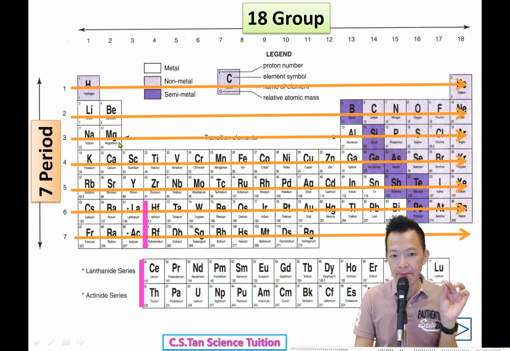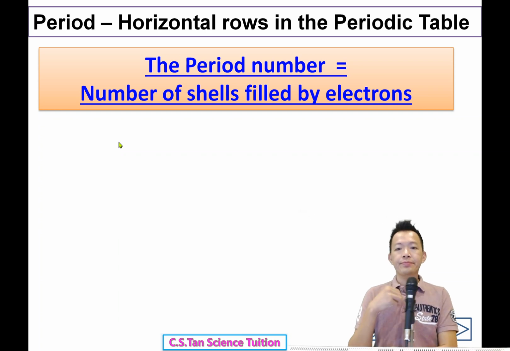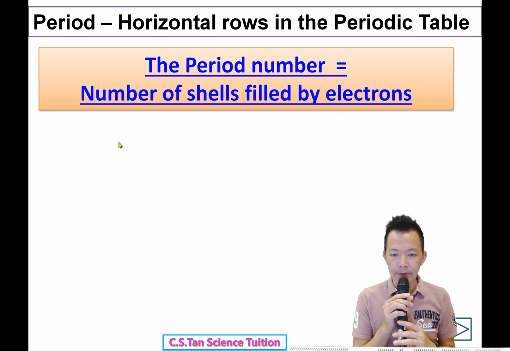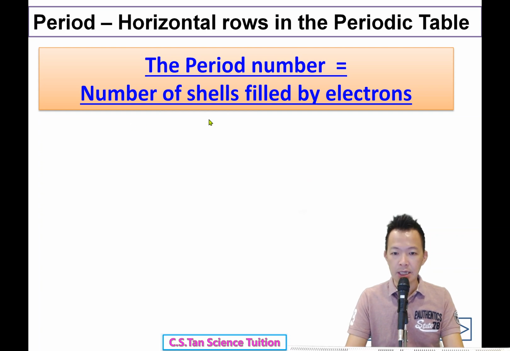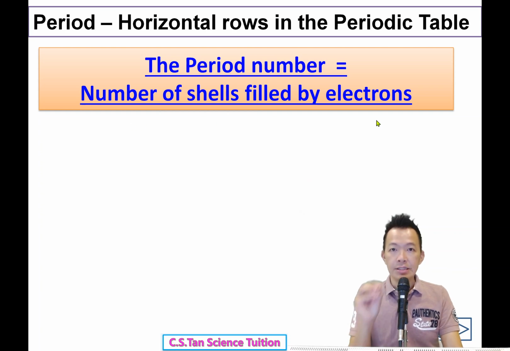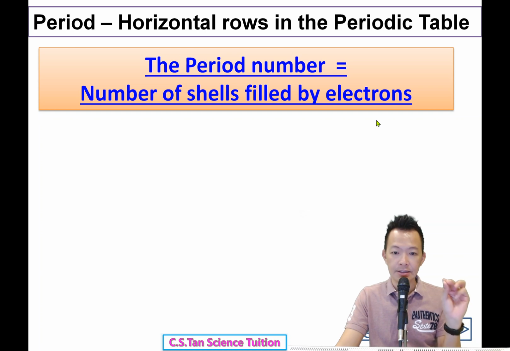So what is meant by period? Copy. Or where should the element be put, inside which period? Okay, copy first. The period number is equal to the number of shells filled by electrons. That means how many electron shells the element has, that is its period number.